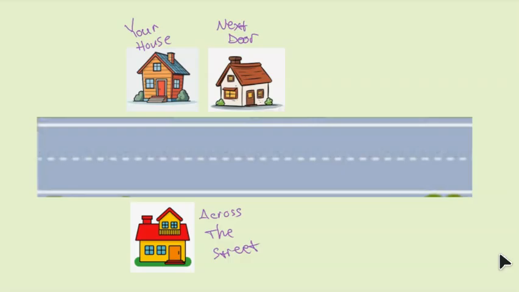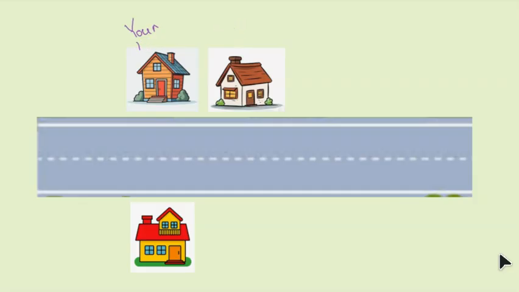The house across the street is the house that is straight across from your house when you walk out your front door. The house next door is the house whose yard is touching your yard. So this is your yard, this is their yard, and look, their yard is touching your yard, okay? All right, great. Well, these concepts are important in understanding triangles.